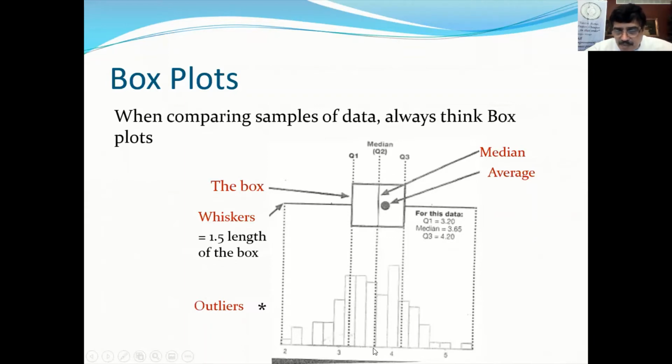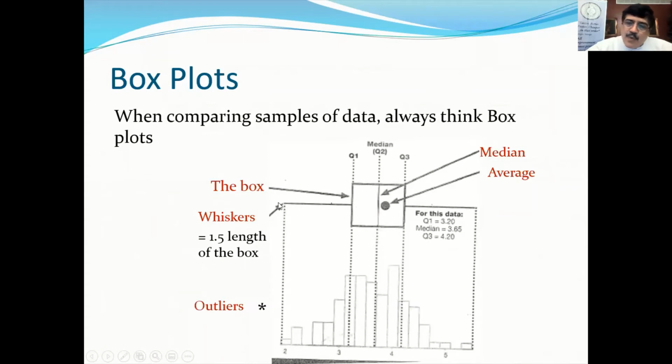So this is a point. So this is 2, 3, 4. So your median is here, maybe at 3.6 or something. And this is your first quartile, this is your third quartile, and this is your average. Sometimes your average is the same as the median, but it doesn't have to be. So that's called a box plot.